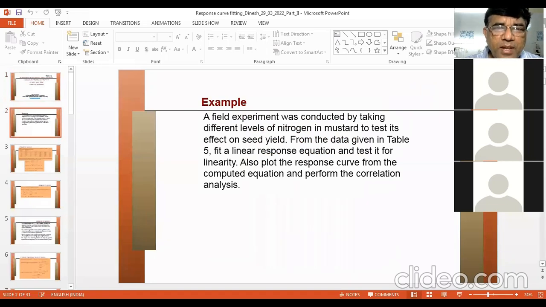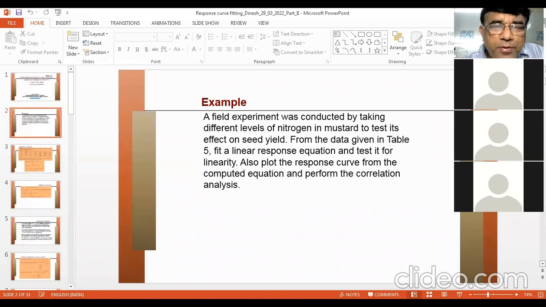So this is example. A field experiment was conducted by taking different levels of nitrogen in mustard to test its effect on seed yield. From the data given in table 5, fit a linear response equation and test it for linearity. So this is complete package to understand everything. Also plot the response curve from the computed equation and perform the correlation analysis.